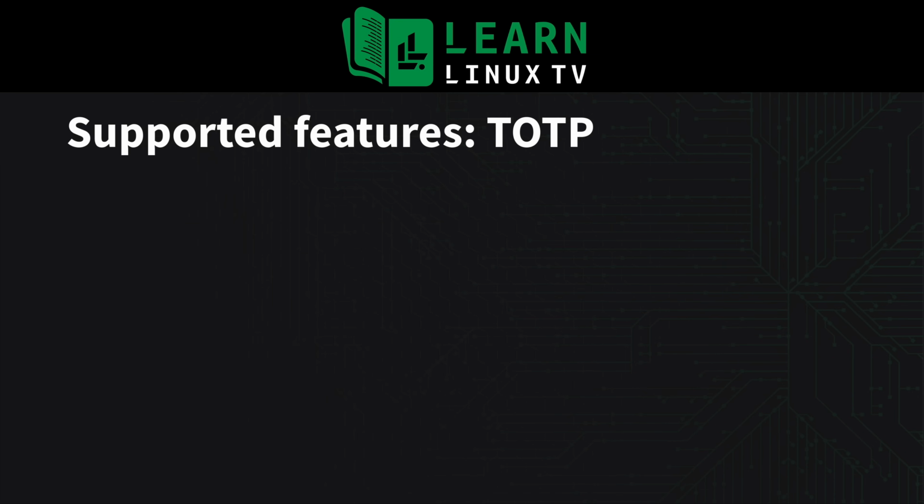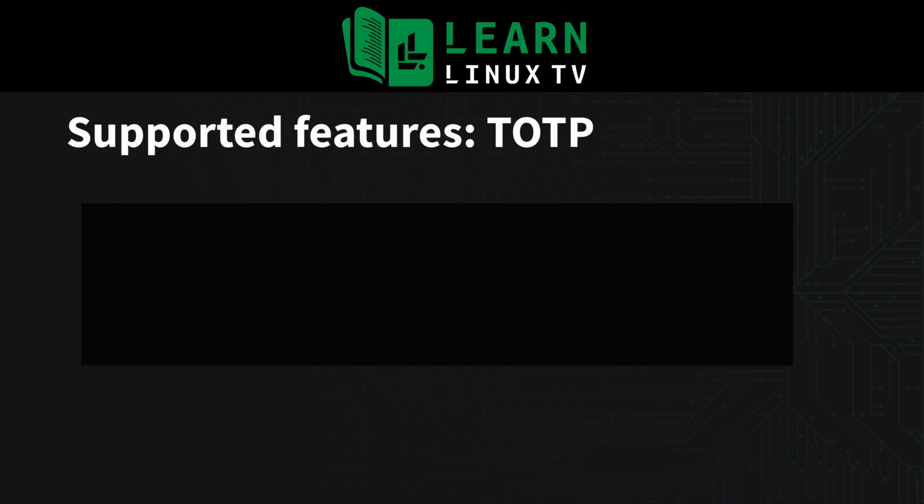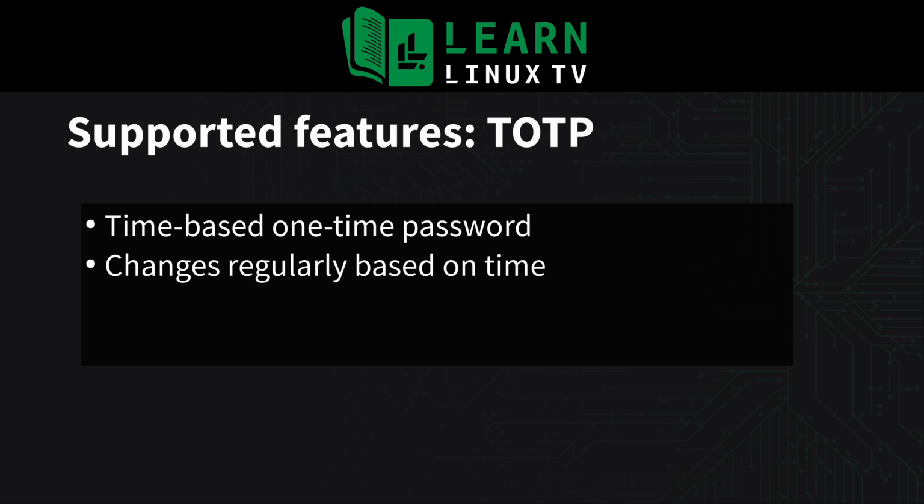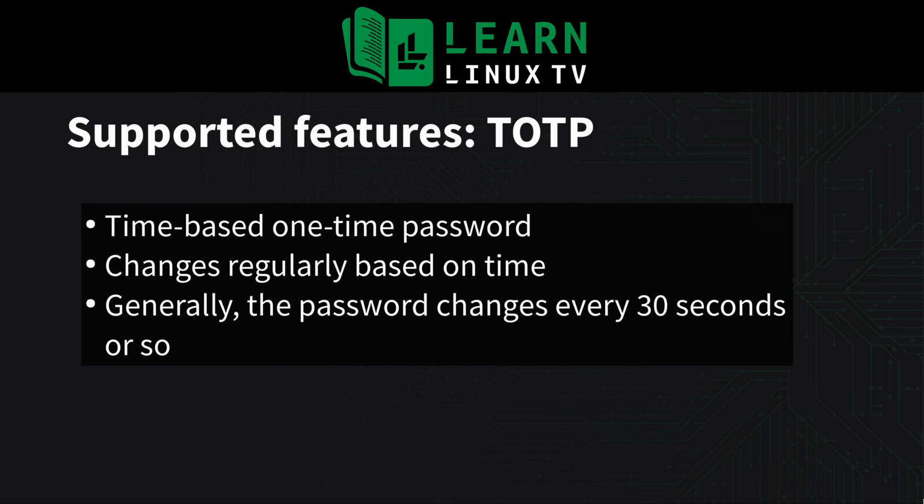Next, let's talk about time-based one-time passwords, or TOTP. It's another term that I'd like to bring up. TOTP is very similar to a one-time password, but the actual password changes regularly throughout the day based on time. Typically, the one-time password that you get from TOTP will change automatically every 30 seconds. If you've ever used Google Authenticator or a similar solution such as Authy, then you've already seen TOTP in action.